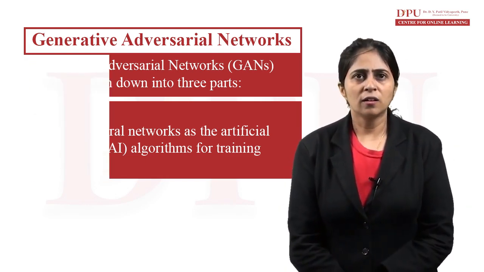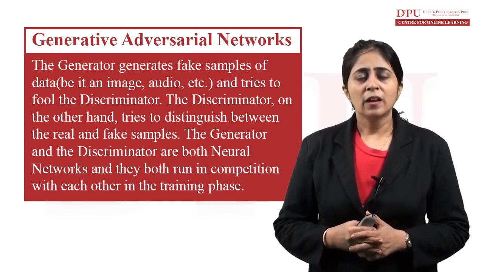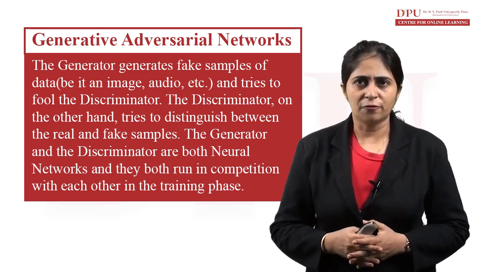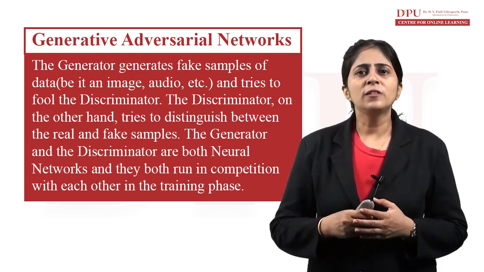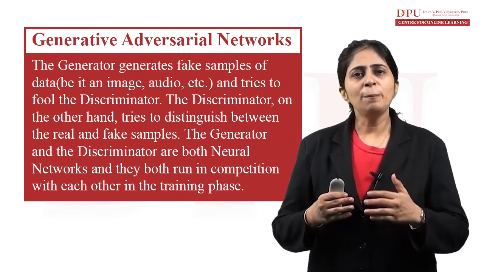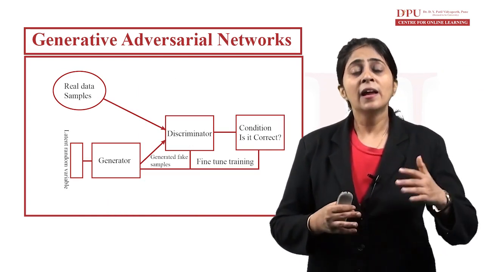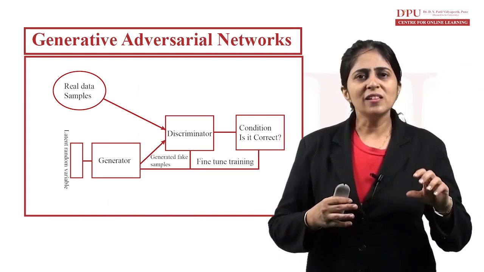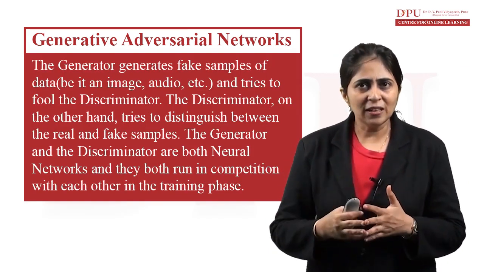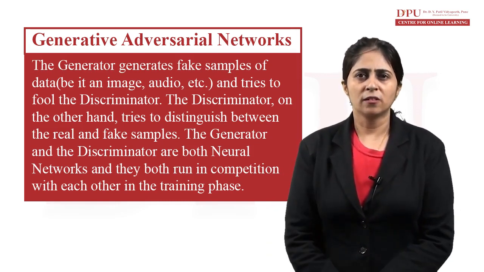How does it work? The generator generates fake samples of the data. The data can be in the form of images, audio, videos or any form. And it tries to fool the discriminator. Basically, we have a discriminator which will be provided with some real data samples, as you can see in the picture given, and there is a generator which is creating some form of fake samples of data. So the discriminator tries to distinguish between the real and the fake samples.